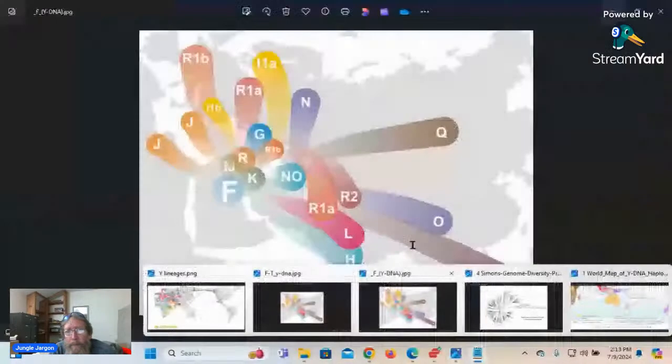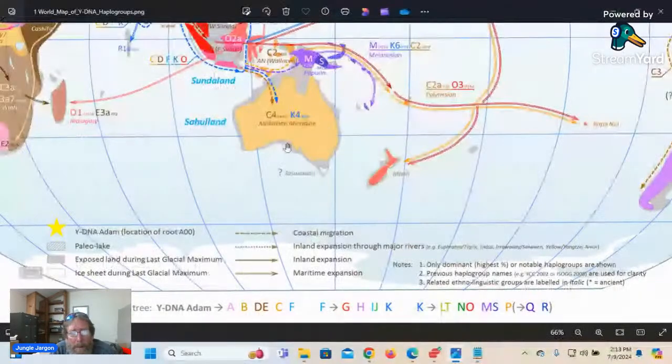So we have the three groups. There's the Hamitic group, the Semitic group, and the northern nations, which are Eurasians.